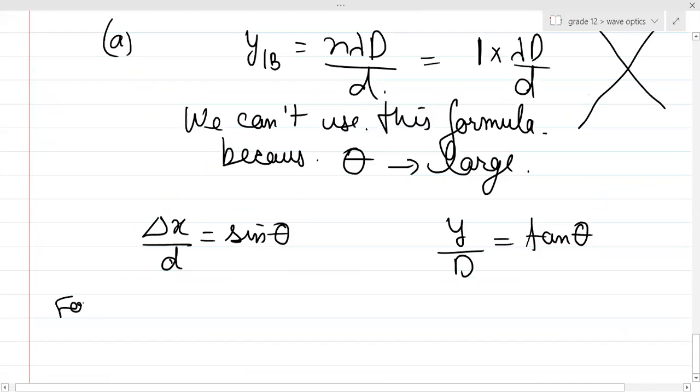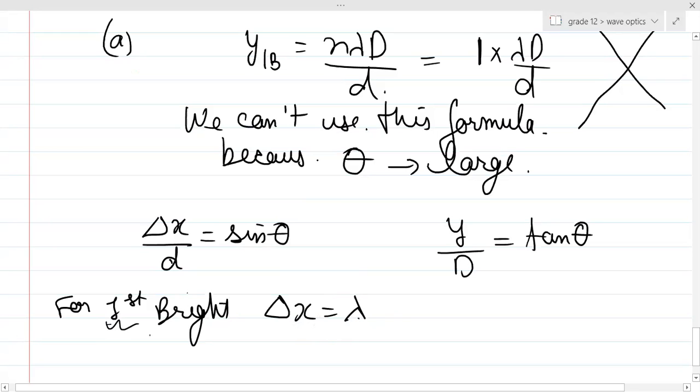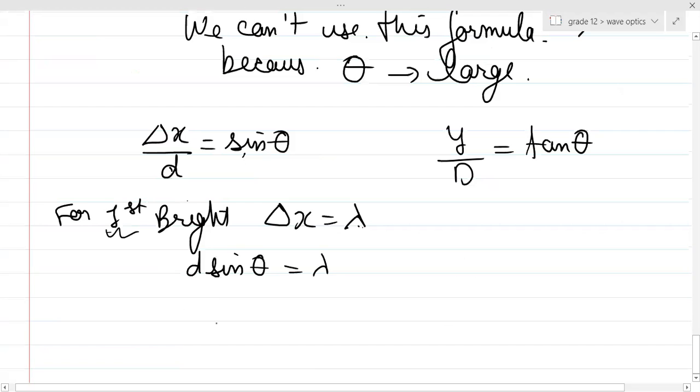Now, for first bright, can anyone tell me what is the path difference for first bright? Yes, guys, for first bright, what is the path difference? The path difference is basically equal to lambda. First bright it is lambda, second bright it is 2 lambda, third bright it is 3 lambda, and so on. So delta x equals lambda for this, and hence I can write d sine theta is equal to lambda. And from here sine theta will be equal to lambda upon d.